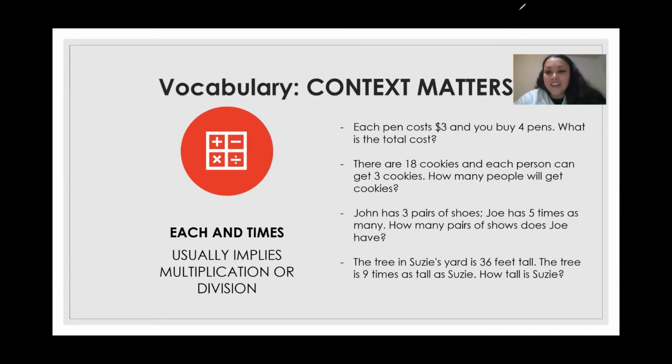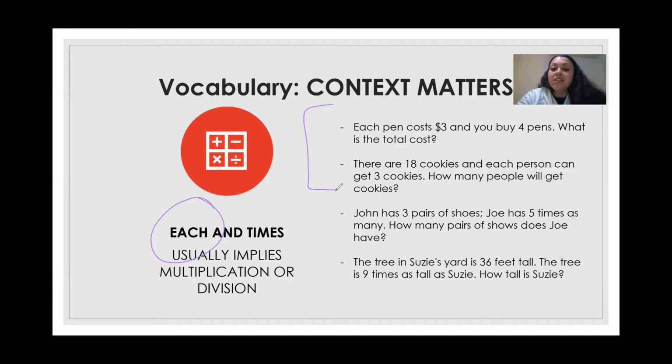So the next slide indicates context matters. Again, when we talk about context, that means reading the problem and understanding it before we try and solve. So the word each and the word times usually imply multiplication or division. So we're going to go through a few examples and see how the word each first. The word each can imply either multiplication or division. Then we're going to talk about the word times. So the first two relate to the word each.